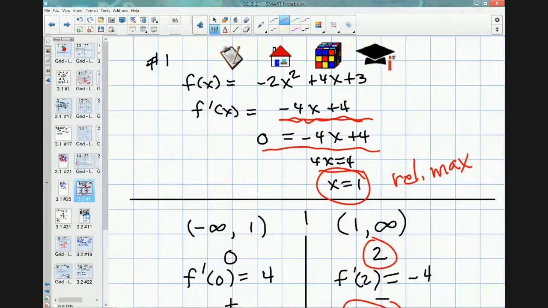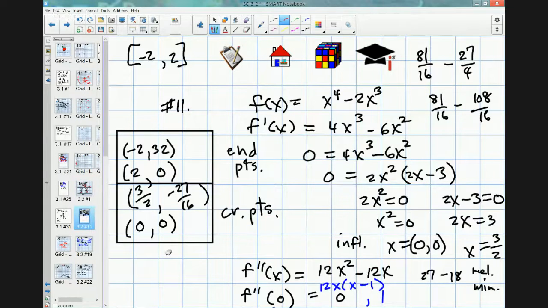Let's go look at another one. Let's look at number 11. Same directions: find all the relative extrema. We have a little bit more complex function this time. It's to the 4th power. And by the way, do you notice, they didn't give you an interval, did they? No interval given. So, start by finding the derivative.